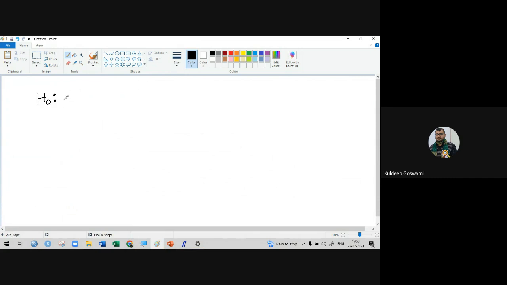So my null hypothesis will be that the mean SBP of male is equal to the mean SBP of female. This is the independent sample t-test.